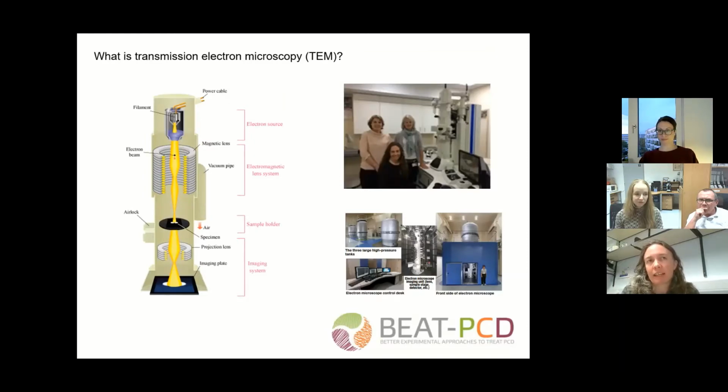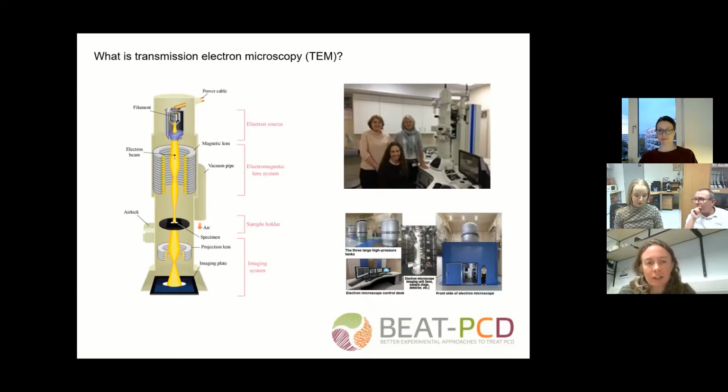So first of all, what is transmission electron microscopy? Essentially, it's like a light microscope, only instead of a light, you have an electron beam. The whole thing is in a vacuum, and you project through a specimen, which causes essentially a shadow onto a plate so that you can see what is inside the specimen that you put into the microscope.